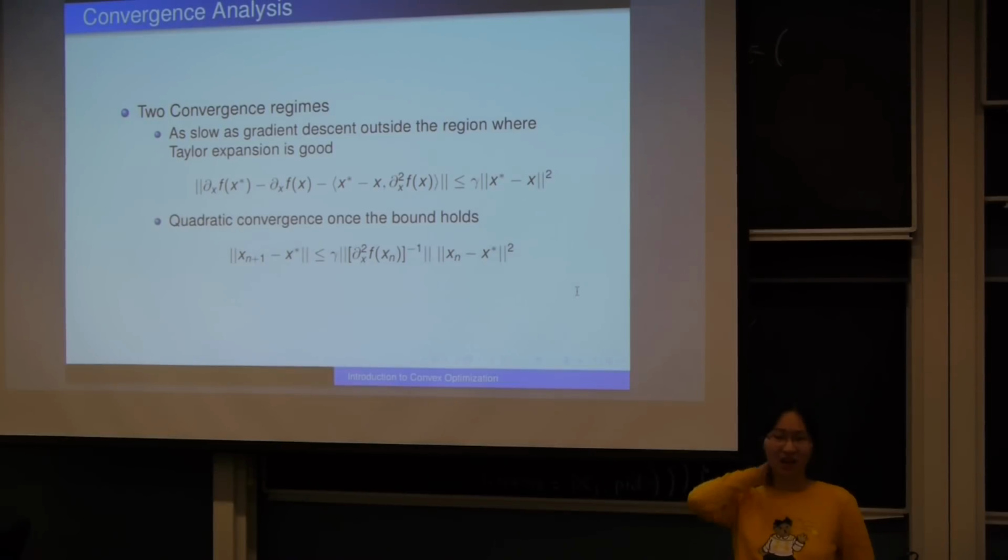So how fast does Newton's method converge? There are two convergence regimes. In the first regime, Newton's method can be as slow as gradient descent if the Taylor expansion is not good enough. But once the Taylor expansion is good enough, which means this bound holds, then Newton's method will achieve quadratic convergence.